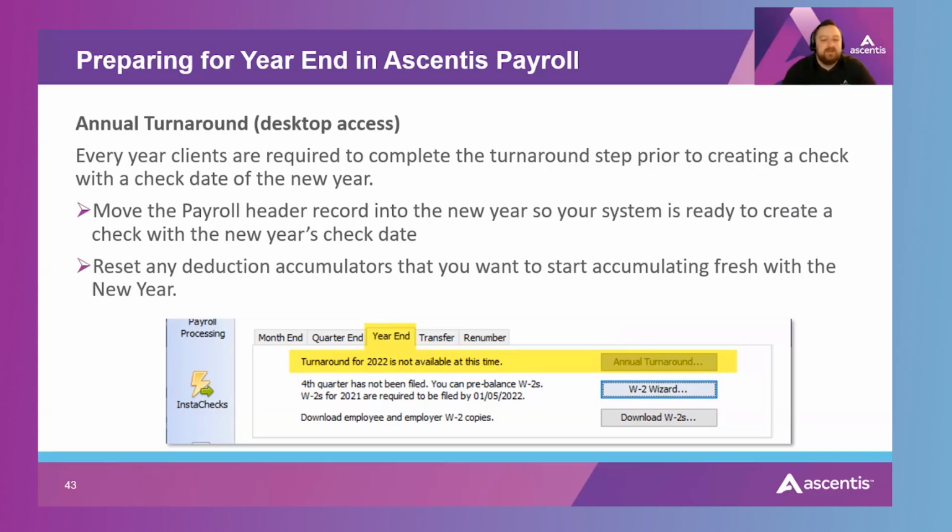Second is to reset any deduction accumulators that you want to start accumulating fresh from at the beginning of the new year. The annual turnaround process is not associated with the quarter end or the W-2 wizard. So the order of completion is not necessarily before or after the wizards, but before you begin building your first 2022 payroll.